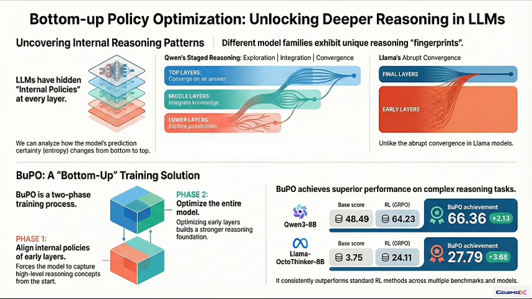Okay, let's unpack this fantastic stack of sources. Let's do it. We are diving deep into the black box of large language models. But today we're skipping the surface entirely. Today's mission is to really analyze the internal mechanisms of the transformer architecture itself. And critically, how to optimize them. Exactly, with this new technique called bottom-up policy optimization, or BPO.